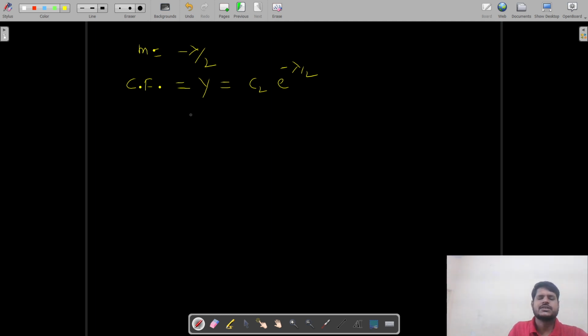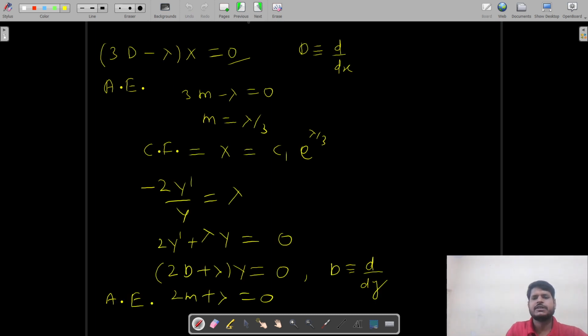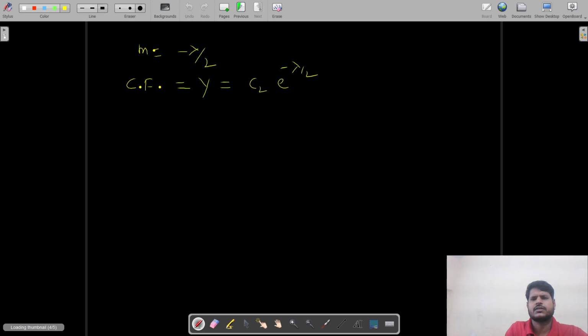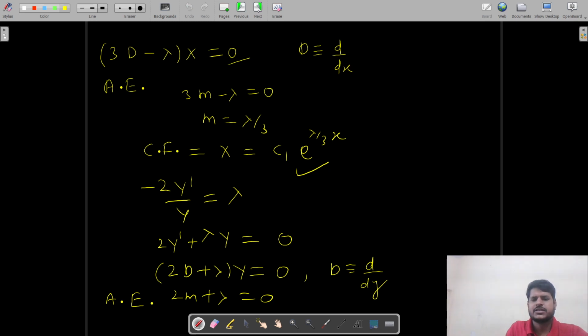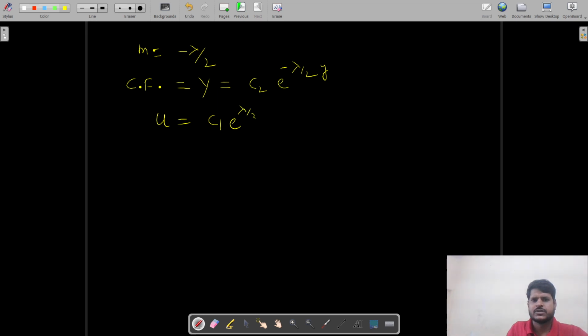So the values of C1 and C2, meaning we have capital X here and the value of capital Y. Now substituting the values of capital X and capital Y in equation 1, we have u is equal to capital X, the value C1 e raised to power lambda upon 3 x, into C2 e raised to power minus lambda upon 2 y. So u is equal to capital A e raised to power lambda upon 3 x e raised to power minus lambda upon 2 y, right.